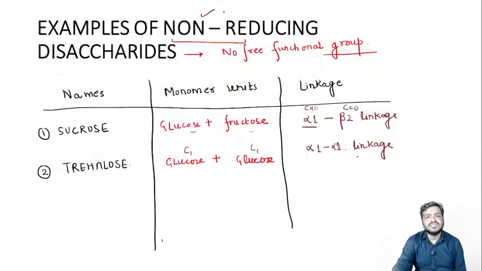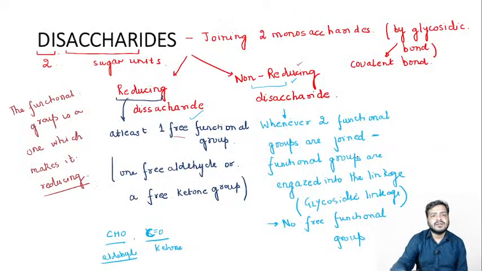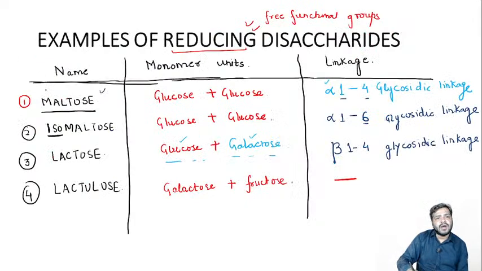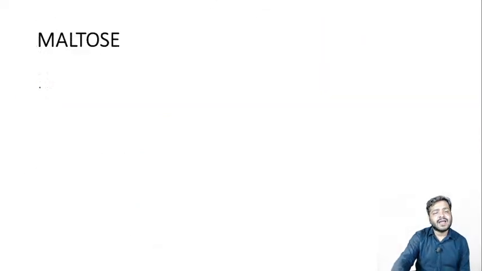So let's quickly make their structures. The very first one that we are going to start with, according to the table, is maltose. So we will start with the structure of maltose.